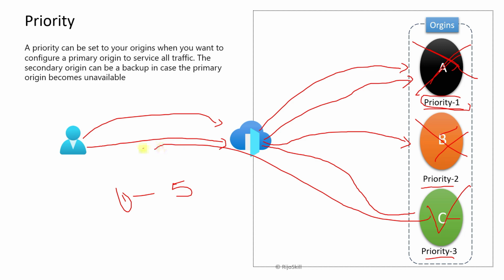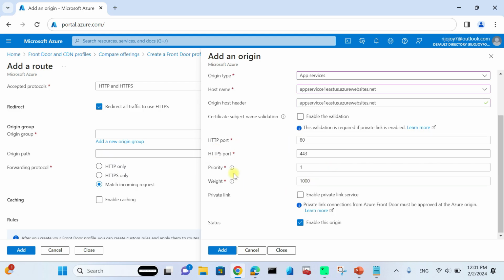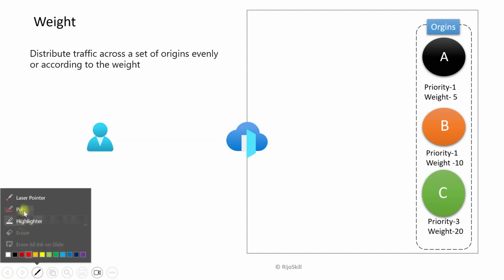So now you understand what is the priority. You can see the priority value, I will put 1. So all the traffic will reach priority 1. Okay, so next one, what is the weight? So now we will go for the weight. You can see here the weight. We will describe what the weight is. What is weight?